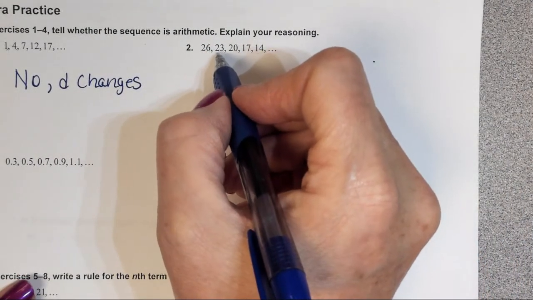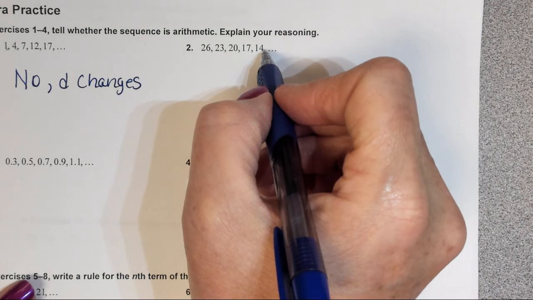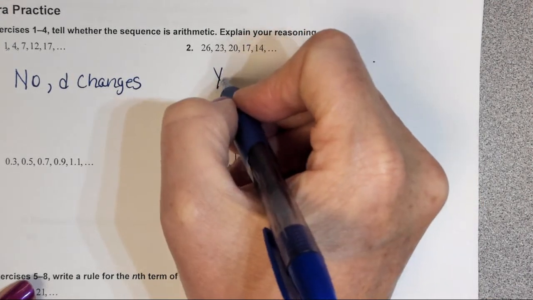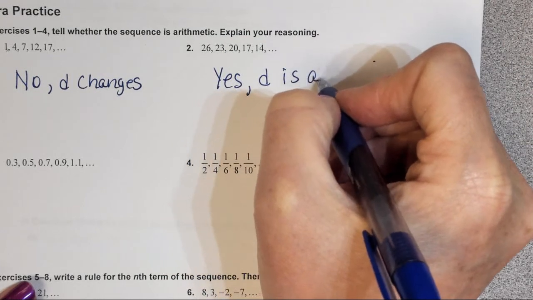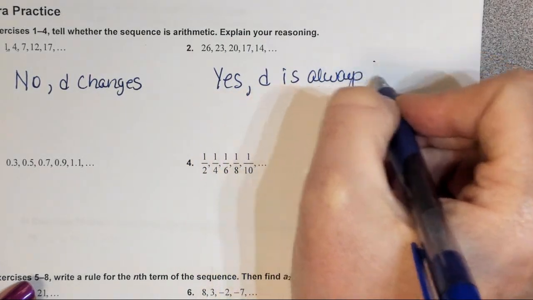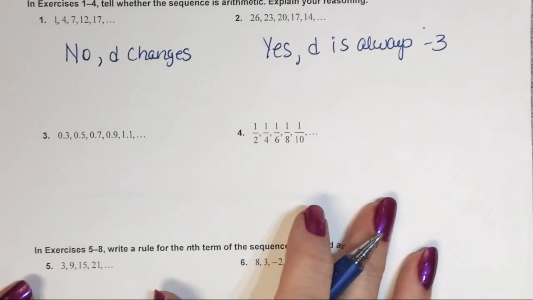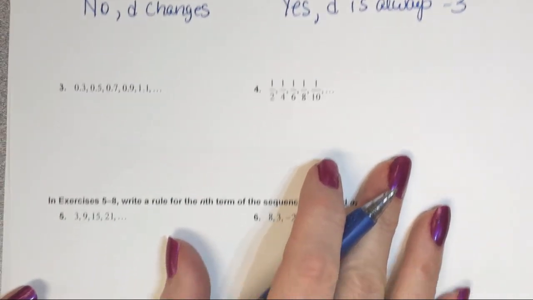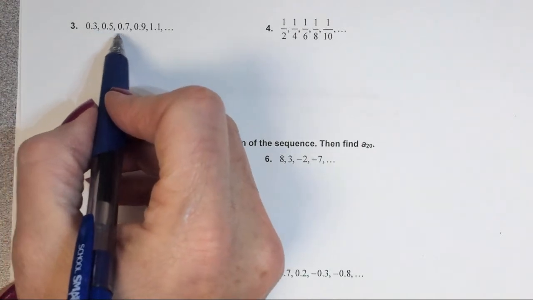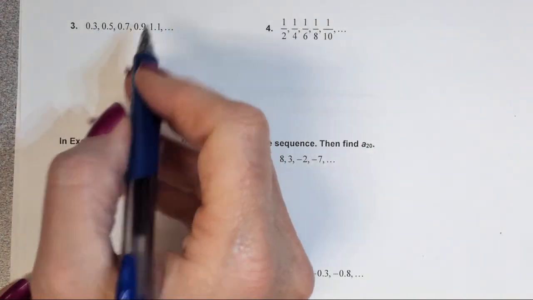All right, what about on this one? What's D? -3 always, right? So we can see, yes, that is going to be arithmetic. All right, what about here? Do we have the same D value? Yeah.